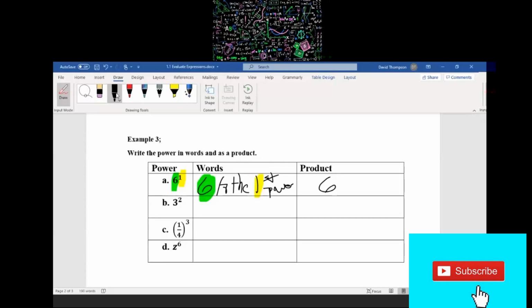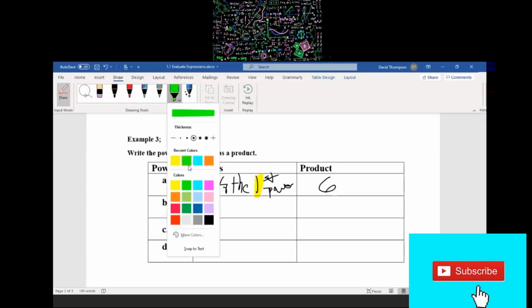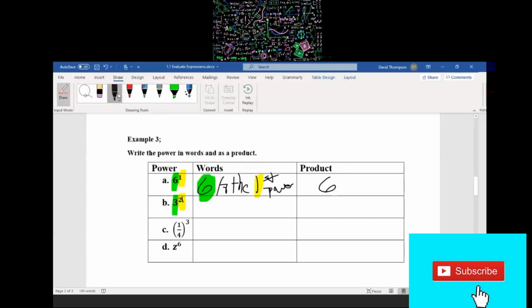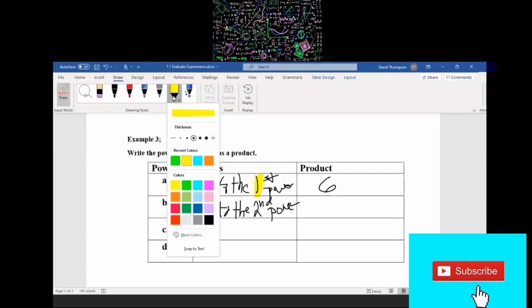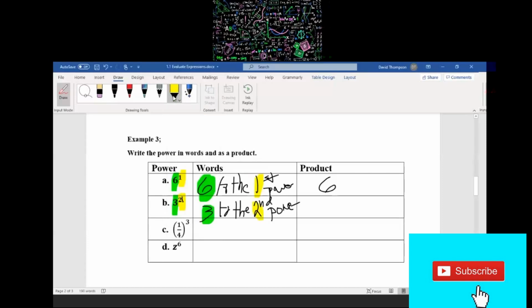So the next one, we have 3 to the second power. Highlighting my base in green, my exponent in yellow, so we write 3 to the second power. And essentially what this means is you write 3 twice. You write 3 times 3.